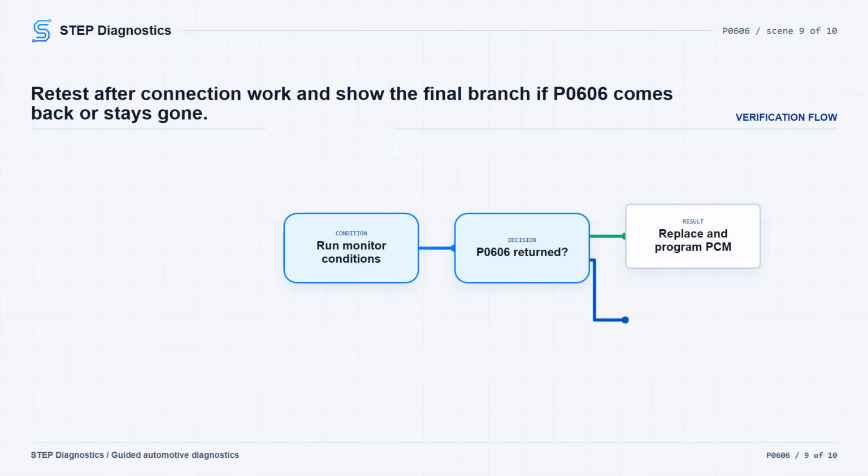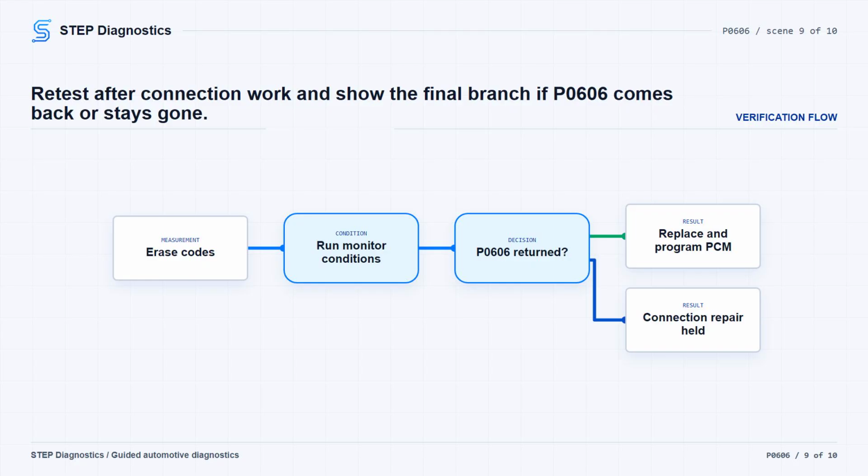After the connector inspection and any needed connection repairs, erase the DTCs with the scan tool. Test drive or operate the vehicle under the same type of conditions that allow the monitor to run. Then read the DTCs again. If P0606 returns, the next supported action is to replace and program the PCM, then verify the repair.